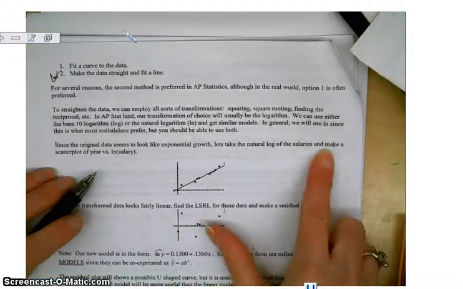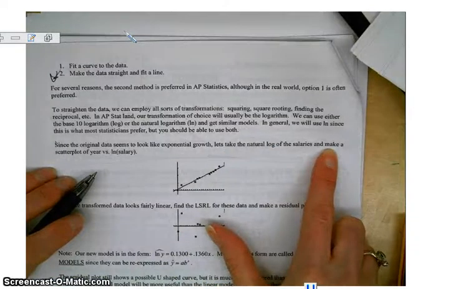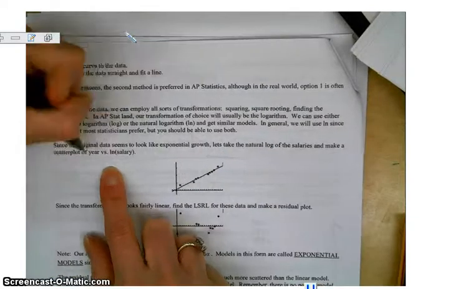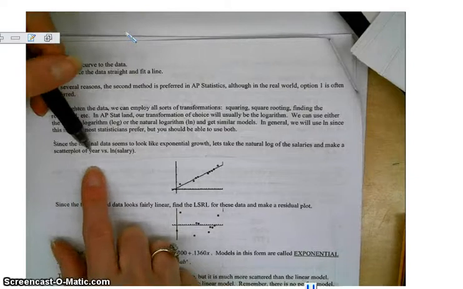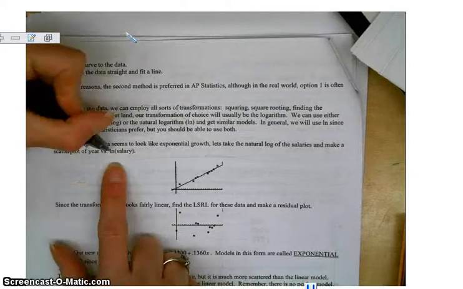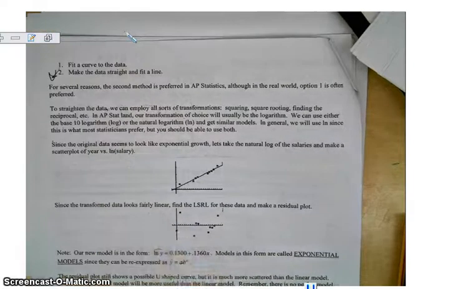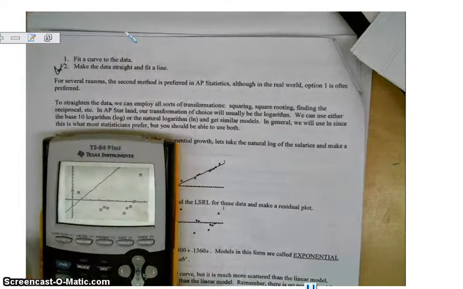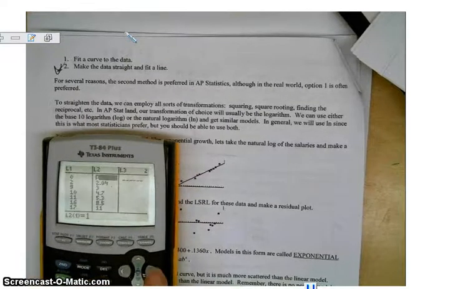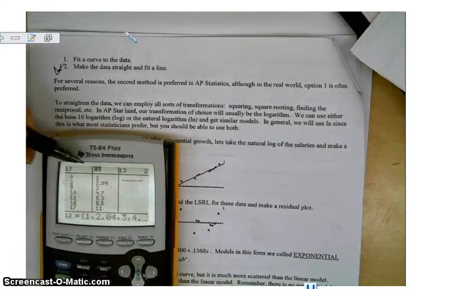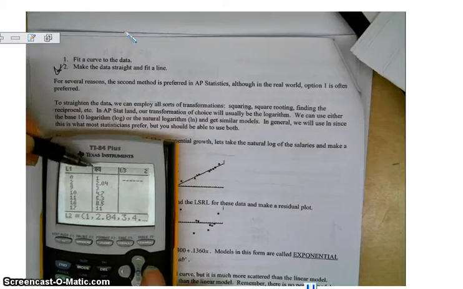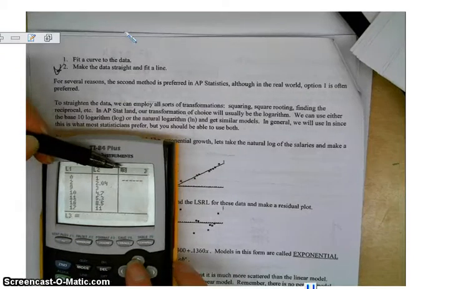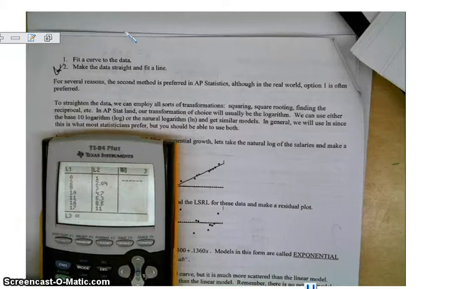So let's take the natural log of the salaries. So we're going to take the natural log of the y. So we're going to make a scatter plot of the year, so we're going to have the year versus the natural log of the salaries. So what I would do then, I would go back to my data, stat, edit, and up in the heading of this, maybe I want to do that in list 3. So I have something new. I want to do the natural log of list 2.